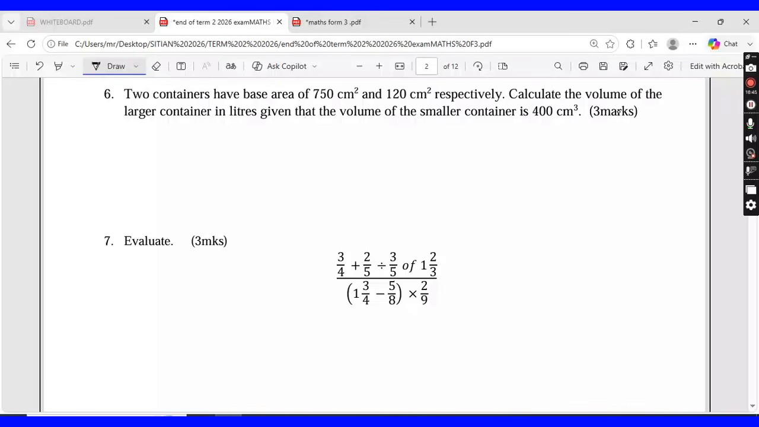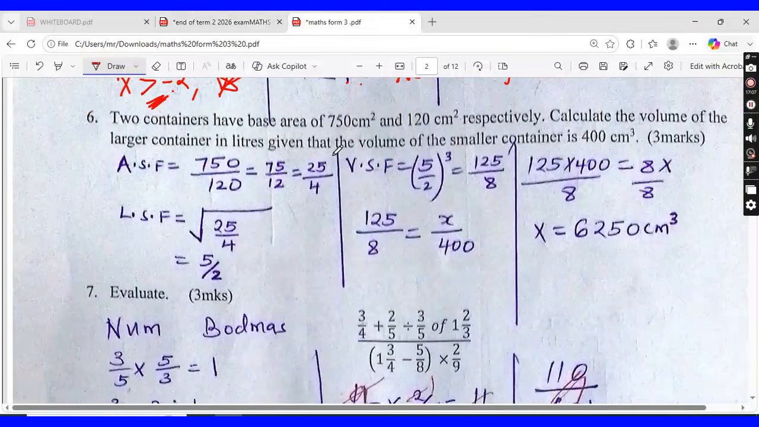This is paper 1. Two containers have this area and this area. Calculate the volume of the larger container in liters, if the smaller container is this one. Here we use similarity, which is form two work.